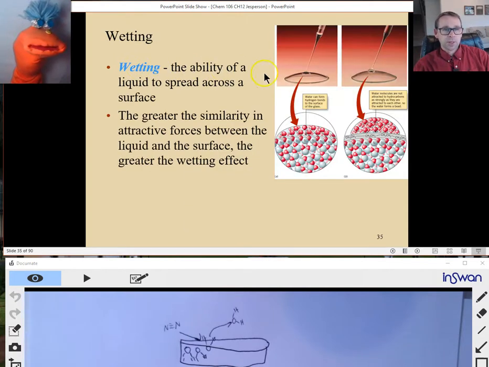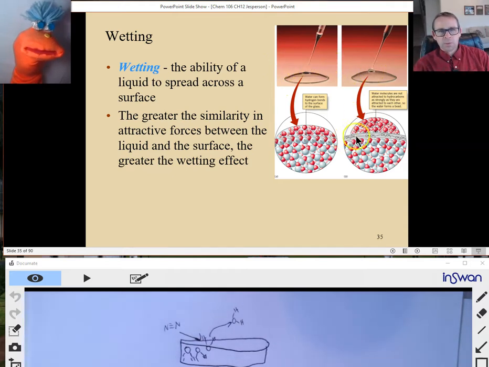Wetting is another phenomenon. You've seen water placed on top of oil, maybe. It kind of balls up like that. Depending on the type of surface you put it on, though, if you change the surface, you can get the water to spread out or to ball up, depending on how similar the intermolecular forces are between the two substances.